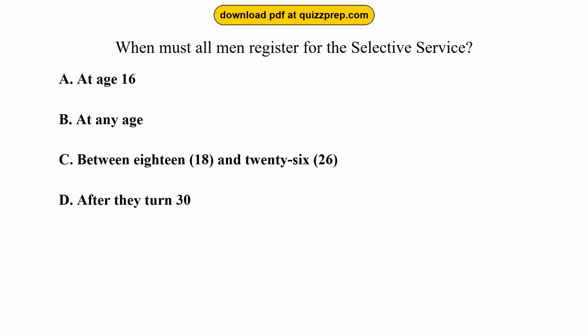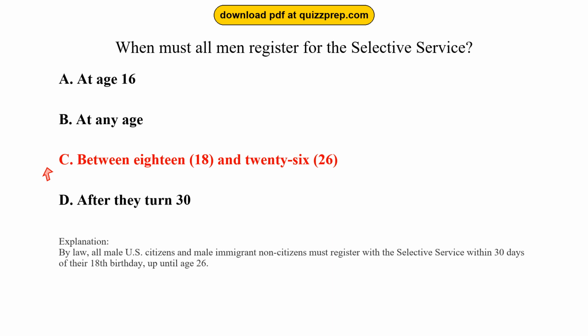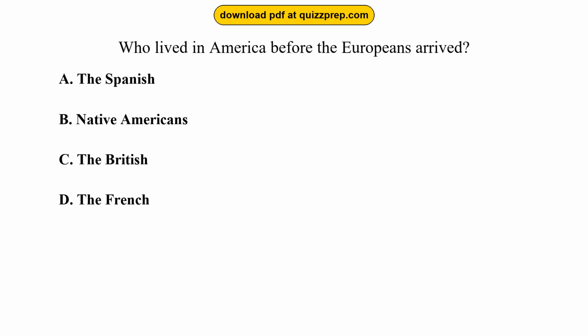When must all men register for the Selective Service? Option A, at age 16. Option B, at any age. Option C, between 18 and 26. Option D, after they turn 30. The correct answer is option C, between 18 and 26. By law, all male U.S. citizens and male immigrant non-citizens must register with the Selective Service within 30 days of their 18th birthday, up until age 26. Question 97.